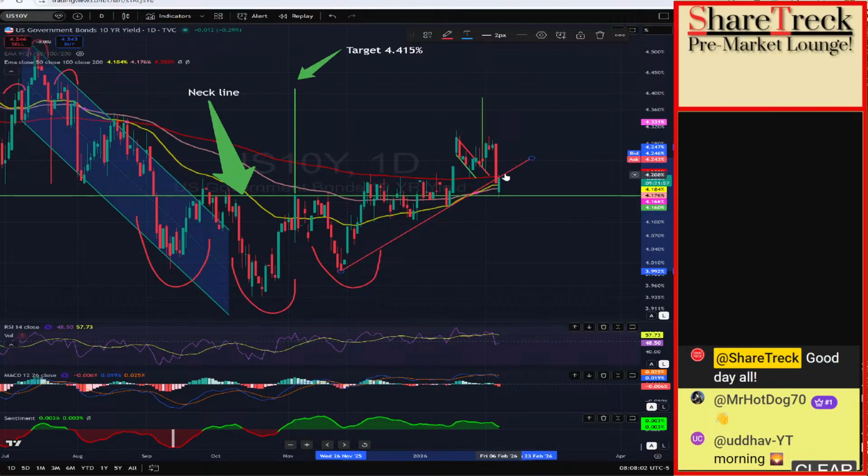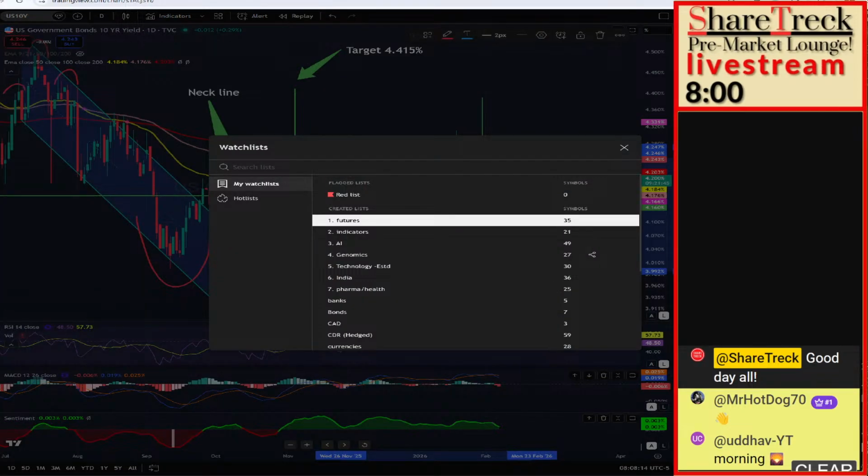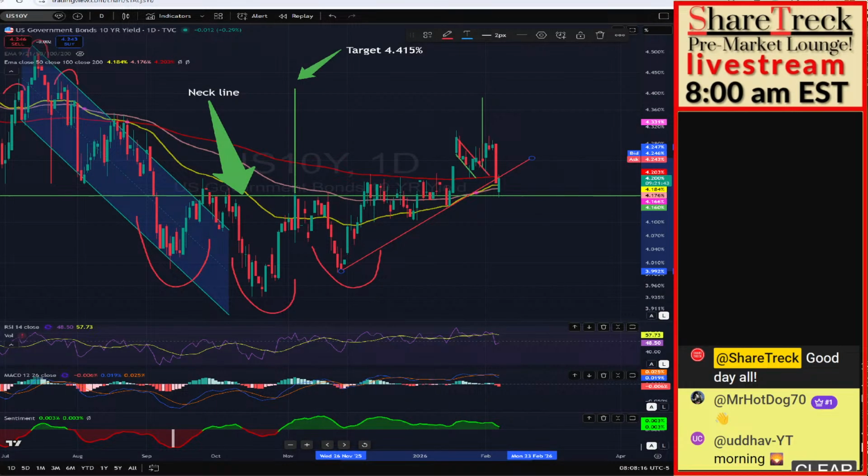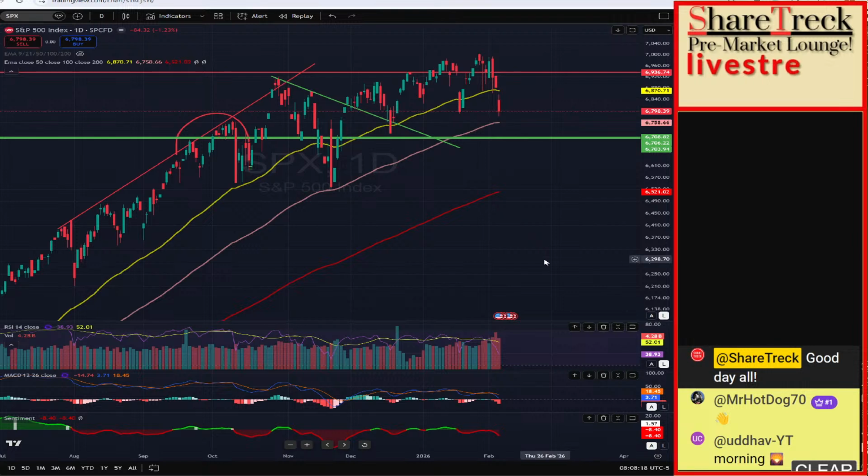Otherwise, if we don't break above this, I think we are looking at a support of 4.16. So we will be moving in this range. End of day, we'll find out what happens. Let's go on and have a look at our indicators. We haven't seen the indicators in quite a while. So just let us look at S&P 500.